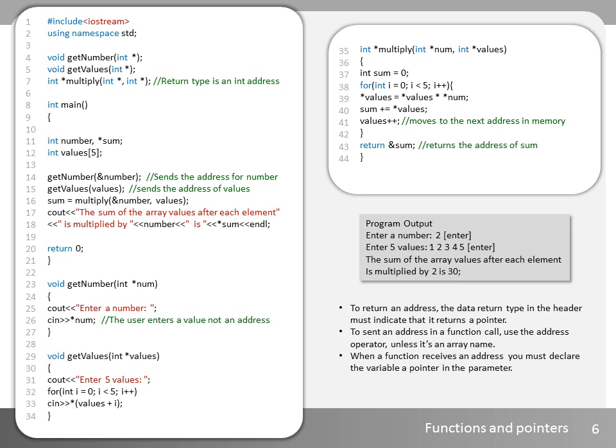From the program output, you can see the results of this program. The user enters 2 as the number used to multiply, then enters 1, 2, 3, 4, and 5 as the values of the array. The program then does the calculations and prints 30 as the result of the program.